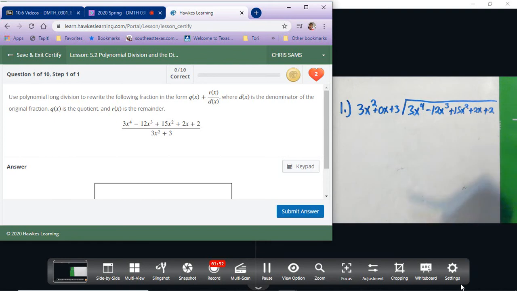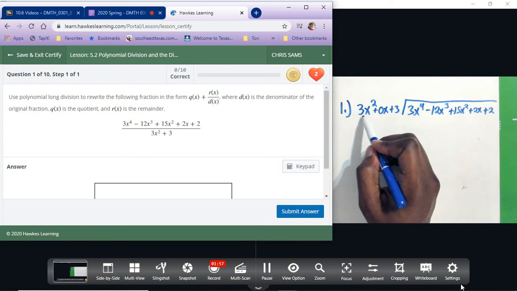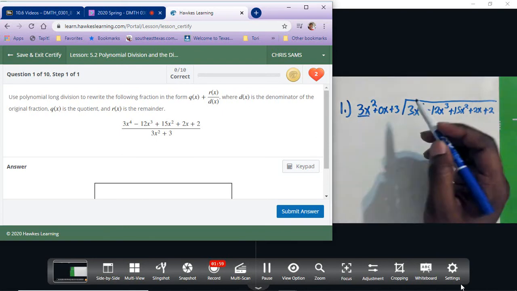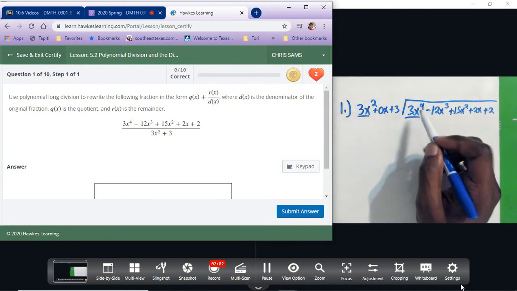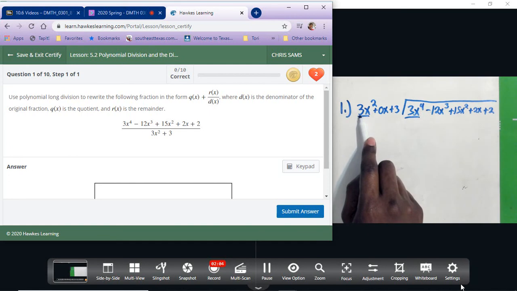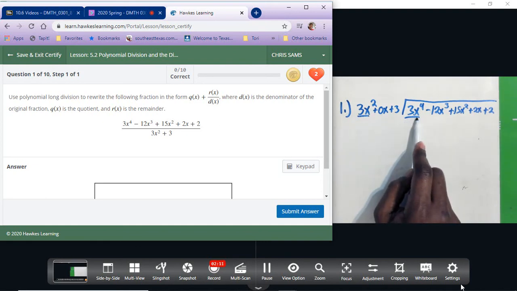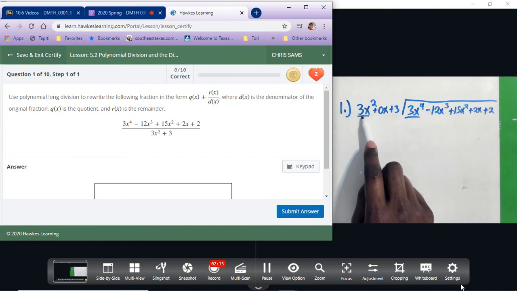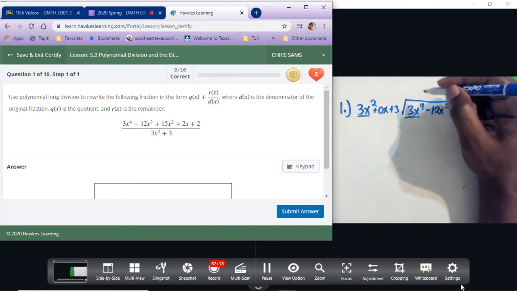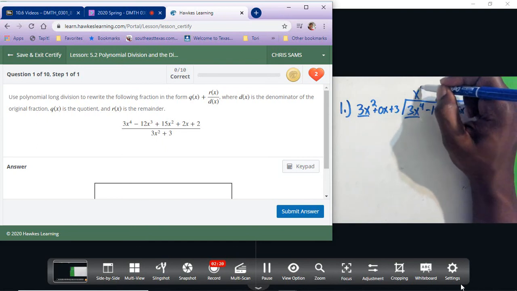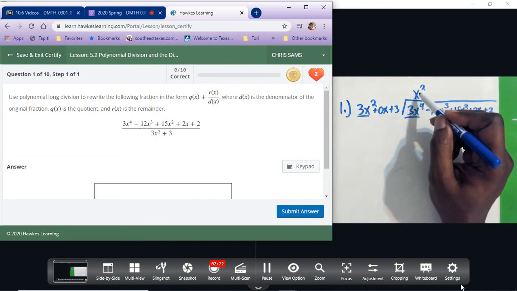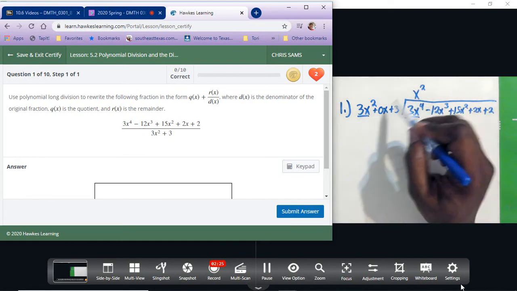Alright, so now we are going to focus on the first term only. Every time we do this, we only focus on the first term. I want to make these two terms be the same. So this is 3x squared, this is 3x to the 4th. In order for these to be the same, I would need two more x's, or x squared. So I'm going to put an x squared up here as my first term, and I'm going to multiply each one of these terms by x squared.